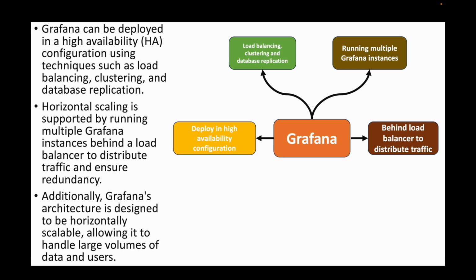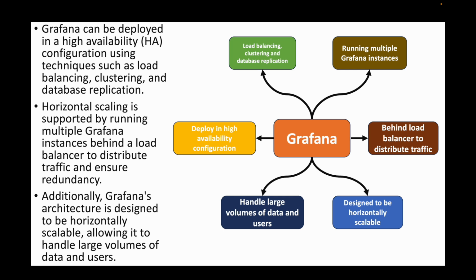Additionally, we can also design the architecture to be horizontally scalable, allowing it to handle large volumes of data and users. So basically, running multiple instances of Grafana behind a load balancer, so that the load balancer will distribute the traffic. That way, we can ensure we have redundancy and the Grafana instance is highly available.